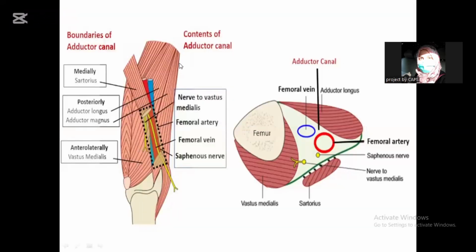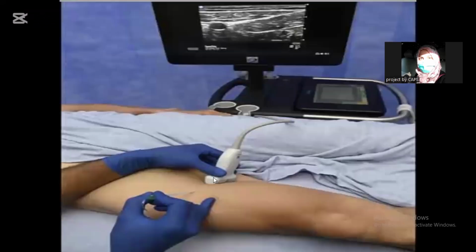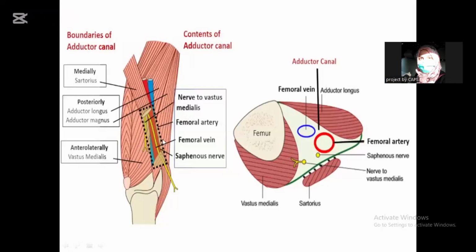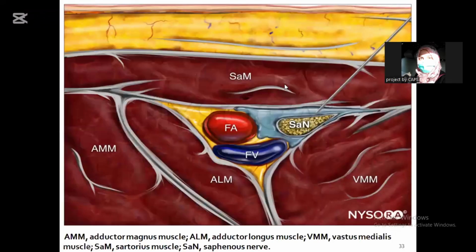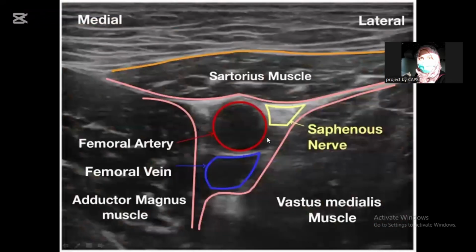So this is the adductor canal, with the sartorius muscle over here. There's adductor longus, adductor magnus, and then vastus medialis. We have the femoral artery, vein, and saphenous nerve in the adductor canal, the contents of the adductor canal. So when you put your probe over here, you will get the sartorius muscle. This is adductor magnus, adductor longus, and this is the vastus medialis. This is the saphenous nerve, and all these lie in one sheath. When you give your drug here, it spreads all around.